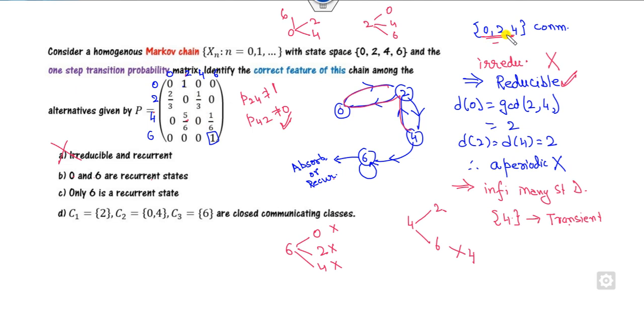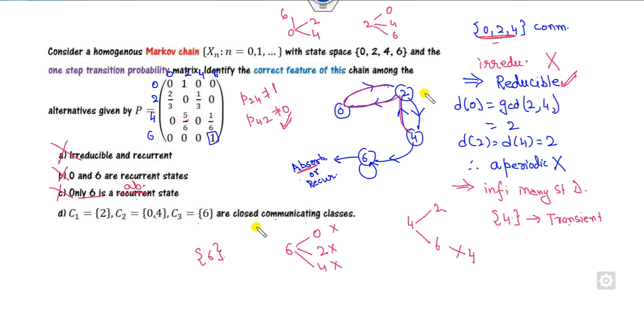Only 6 is a recurrent state, but only 6 is not enough, because 6 is absorbing. Recurrent as well, but only if the others are recurrent can you say the chain is recurrent. But 6 is my absorbing state. None of the others are recurrent, so you can't say it is recurrent. So this is absorbing. So this option is cancelled out. 0, 2, 4, 6 are my closed communicating class. You can see 6 is my individual group.